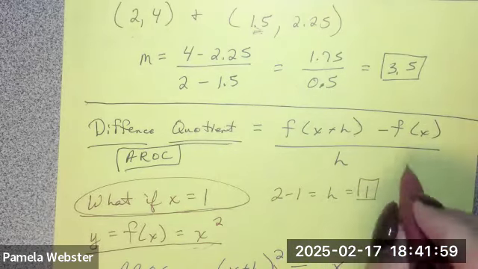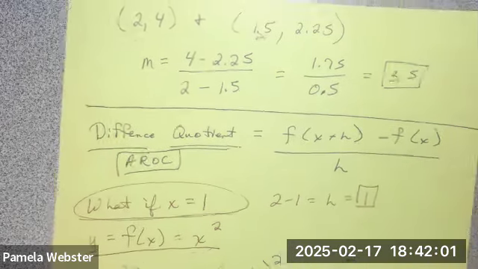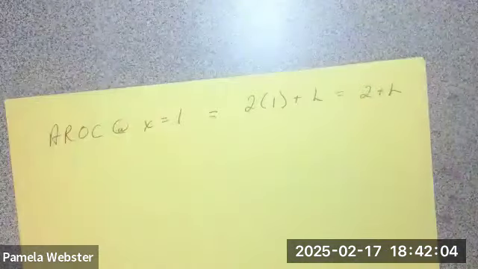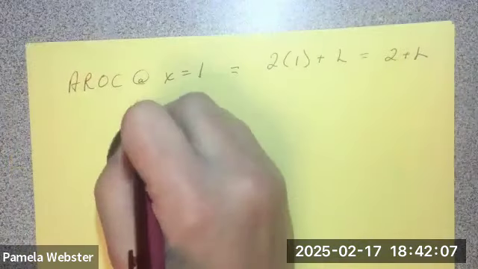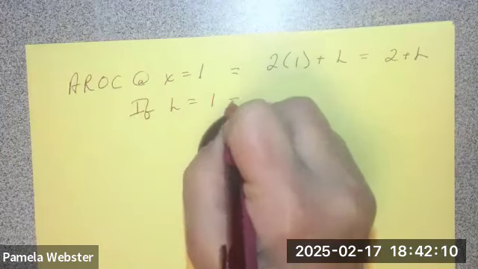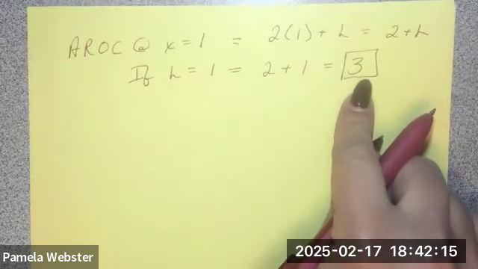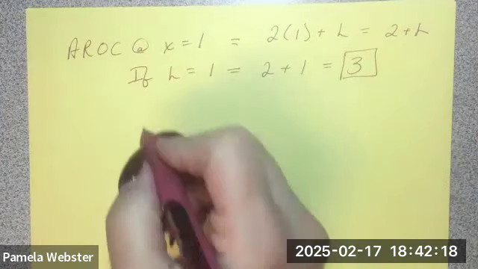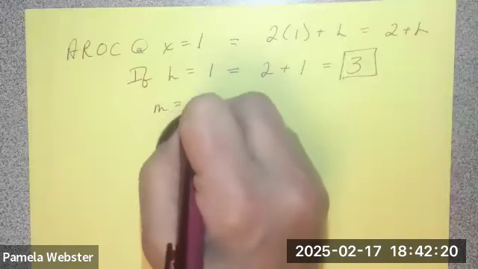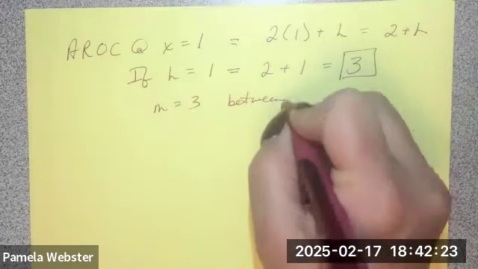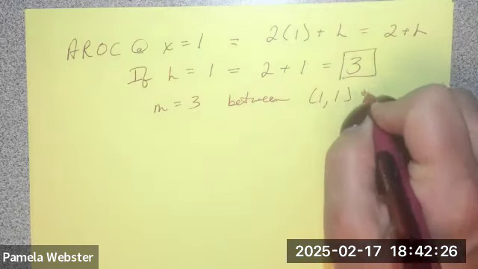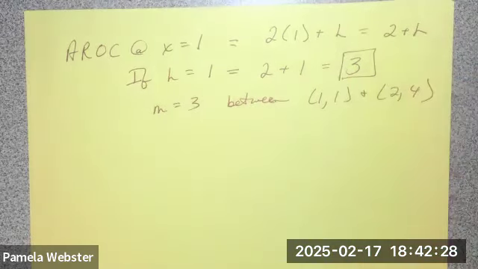It's a 1. So right now I'm just confirming what we already know, which is that when I put in h equals 1, I get 2 plus 1. That's a 3. Hey, that's what we got whenever we went between the points (1, 1) and (2, 4): m equals 3. So we see, oh, that's actually what's happening here. So we get the same answer.